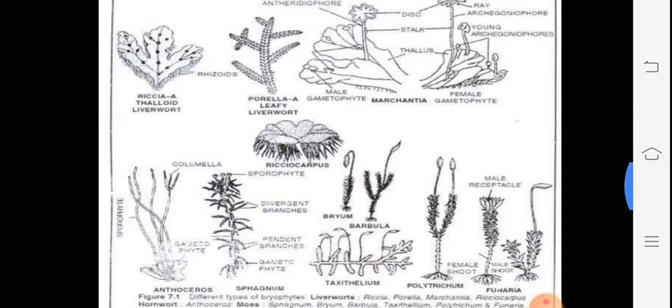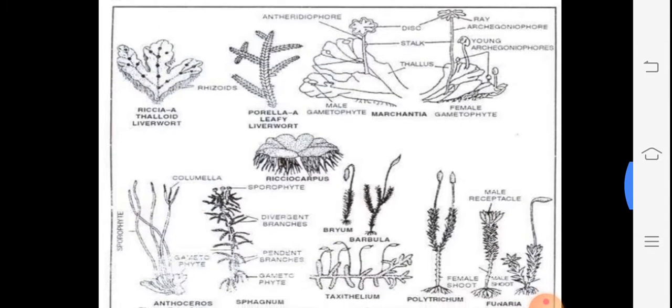Secondly, we are knowing the thallus structure, and these are also different. Dorsal view and the ventral view is there. So presence of rhizoids, then in leafy jungermannia, presence of third leaf, amphigastria, or the underleaf is there.